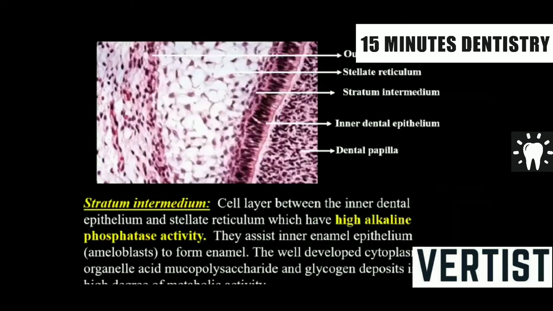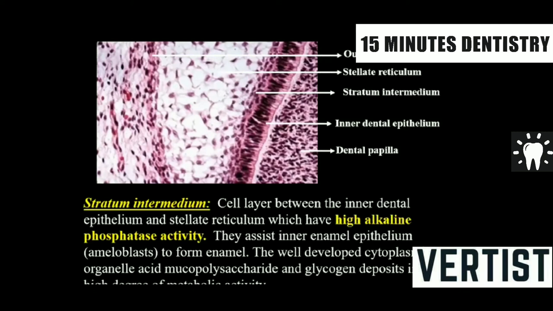Next, just above the inner enamel epithelium, you will get the stratum intermedium. Now these are flat cells, and this is very, very important. In the exam, they will ask you what is the function of stratum intermedium. Remember that stratum intermedium is very rich in alkaline phosphatase activity. This alkaline phosphatase activity is very, very important for calcification.